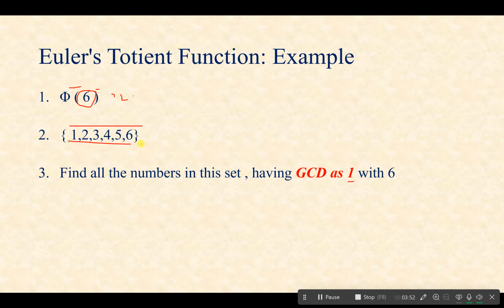Out of these 6 numbers, how many numbers have GCD as 1 with 6? Here, only 1 and 5 have GCD of 1 with 6. The remaining ones don't. So 1 and 5, this is the first number, this is the second. Two numbers are there. So what is phi of 6? It is 2. That means two numbers are there from 1 to 6 that have GCD as 1.